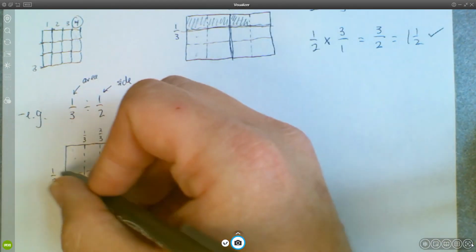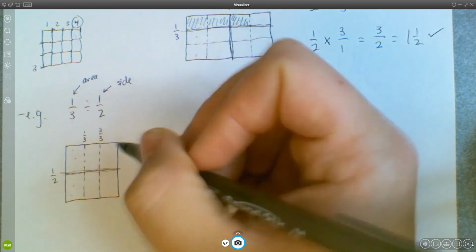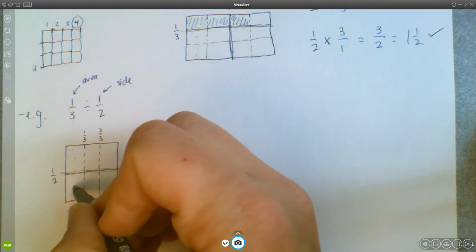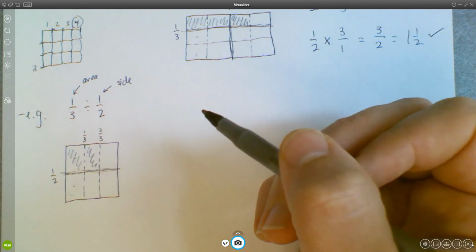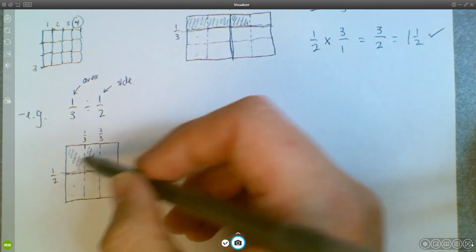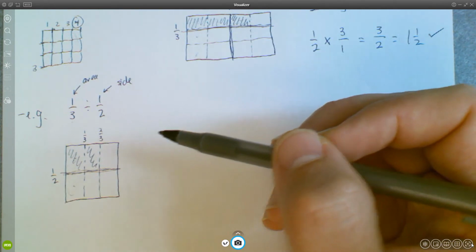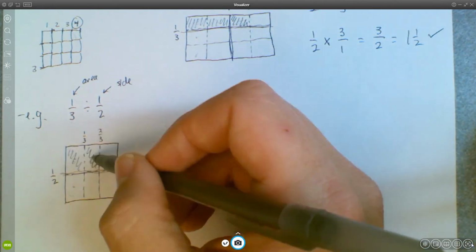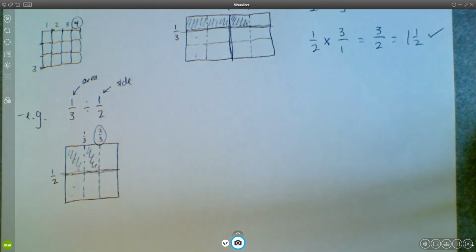But now the trick is, because I'm dividing by 1/2, I can't go below this line right here. So I can only shade across the top. So I'm not going to shade in this box and this box. I'm going to shade in this box and this box. And that is 1/3 of the entire figure. Okay, so now the question is, how much of the half did I need? Well, I needed 2/3 of it. I needed 2/3 of the half in order to make up 1/3 of the whole.